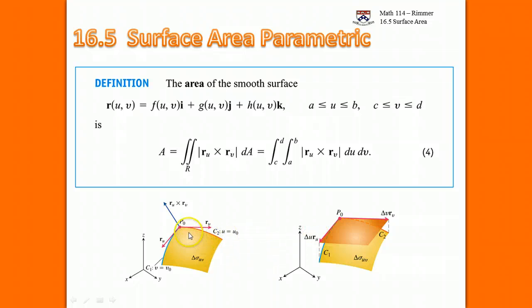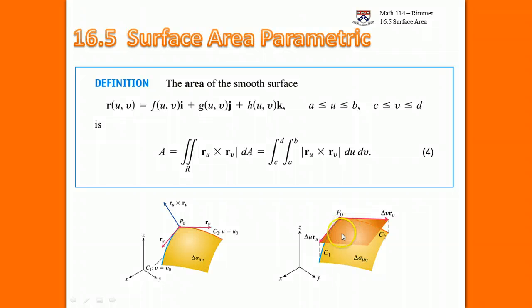Where the formula comes from is these guys, r sub u and r sub v, are vectors. When you cross two vectors, you get another vector that is orthogonal to both of them. When you take the magnitude of a cross product, what you're getting is a parallelogram area. So here's a parallelogram area, which is used to approximate the surface area. The smaller the change in u and change in v, the better this approximation will be to the actual surface area. Then we add up a bunch of these over the changes in u's and over the changes in v's, and that's how we end up with this double integral.